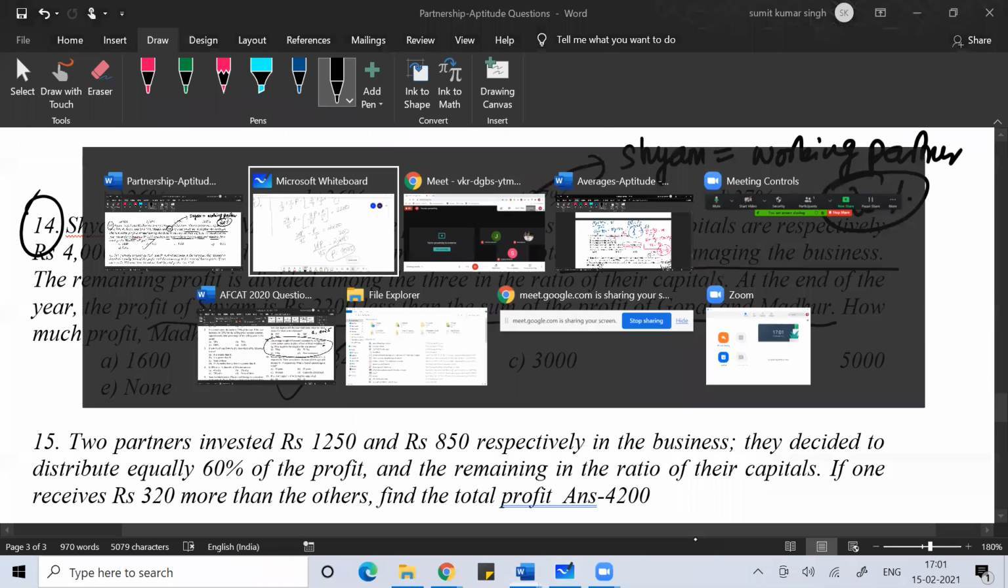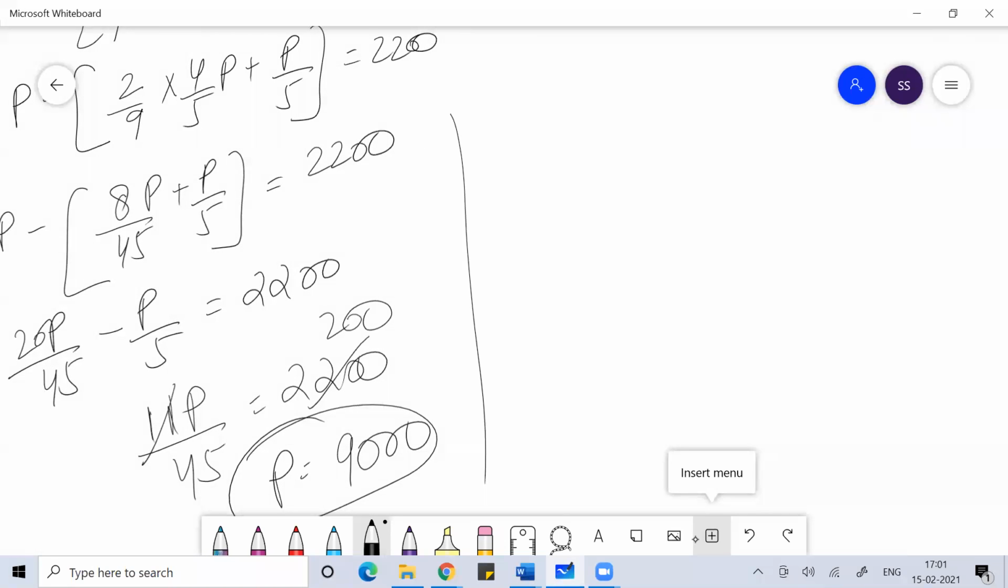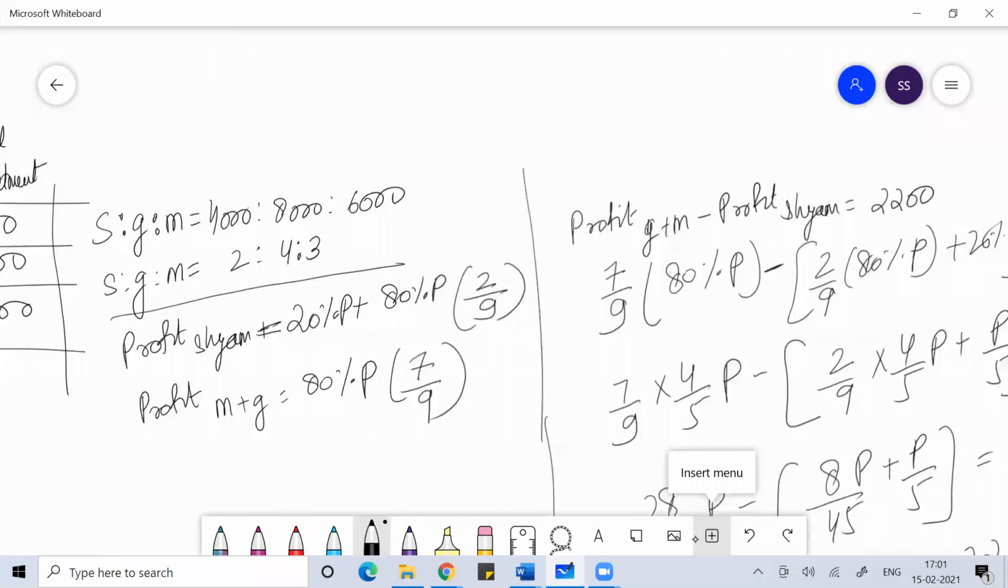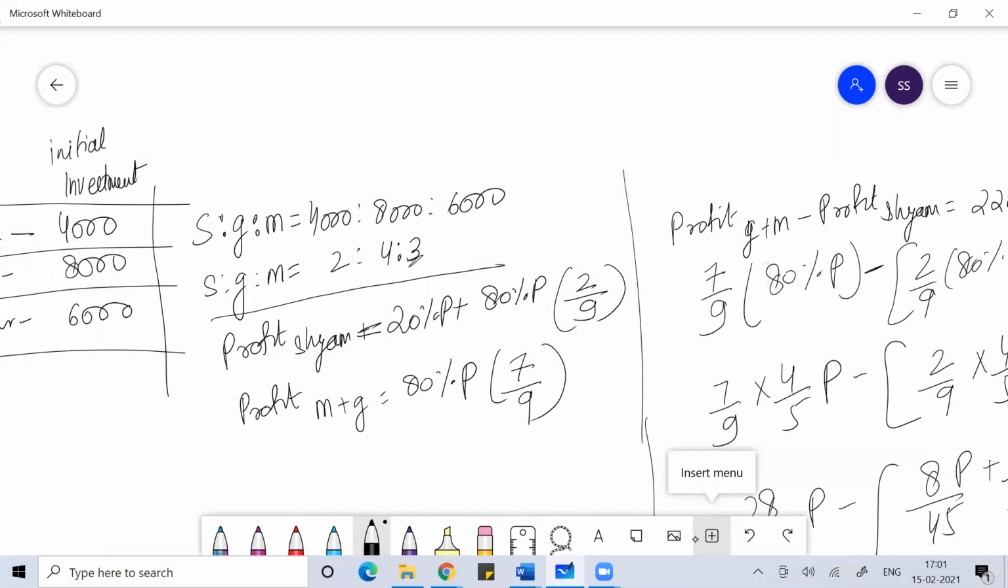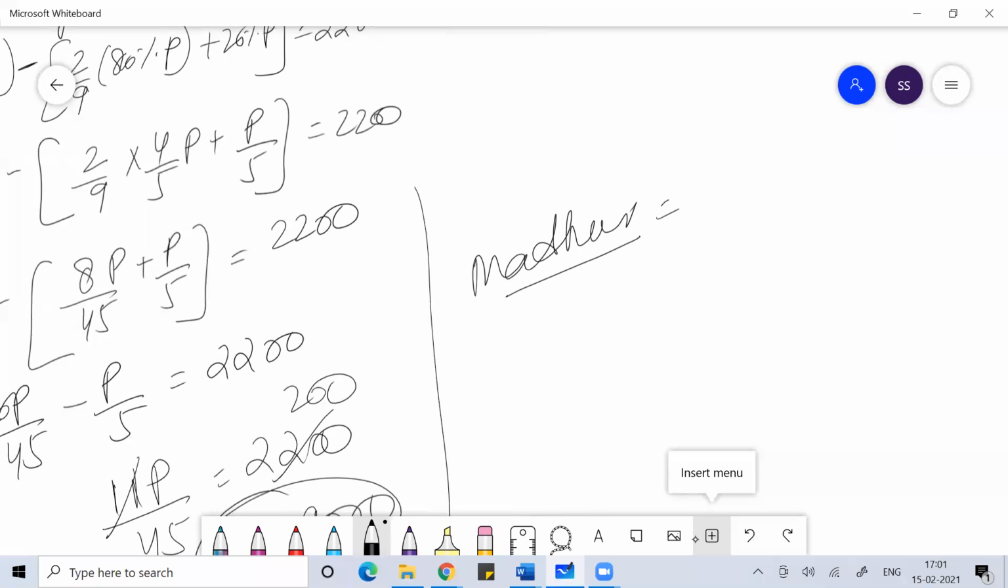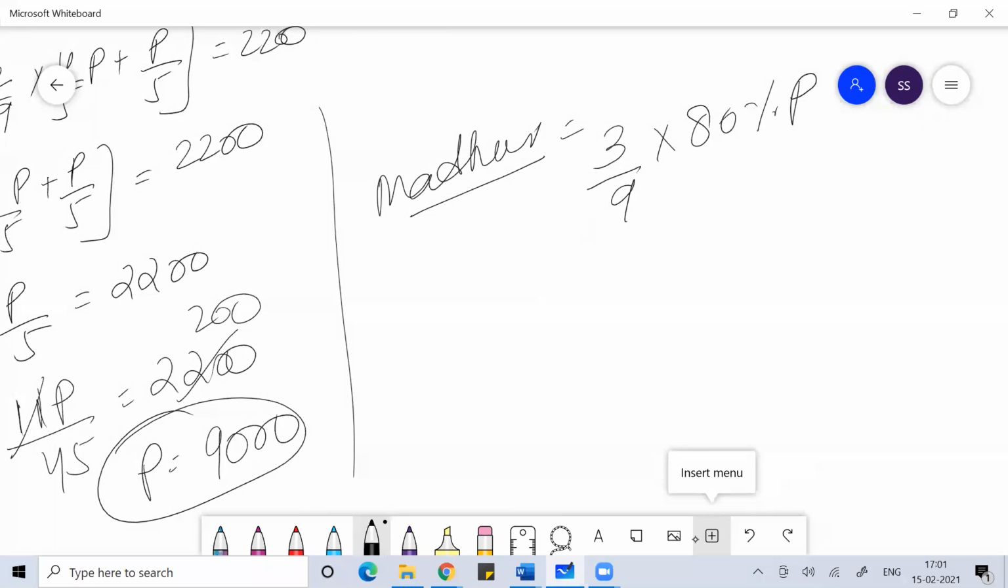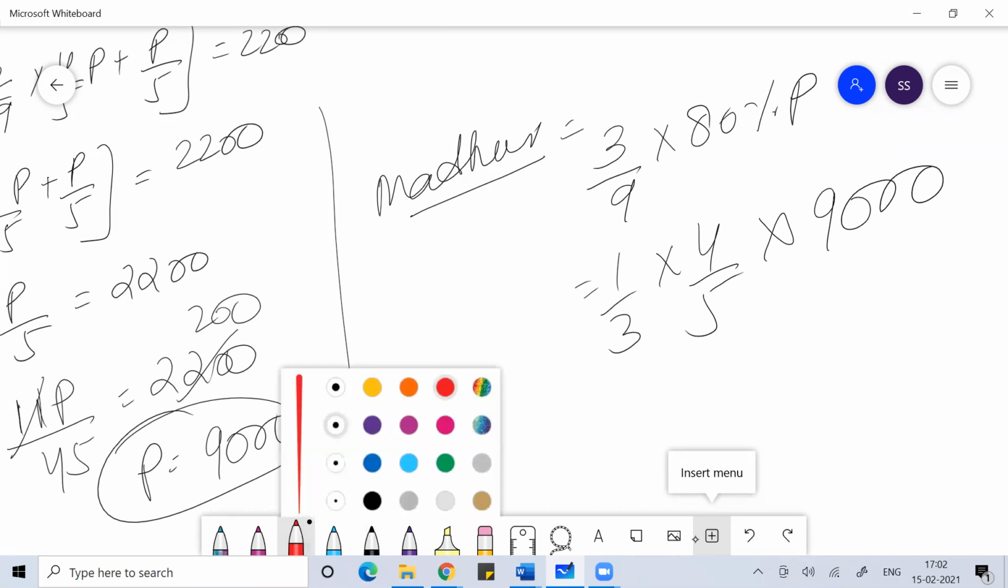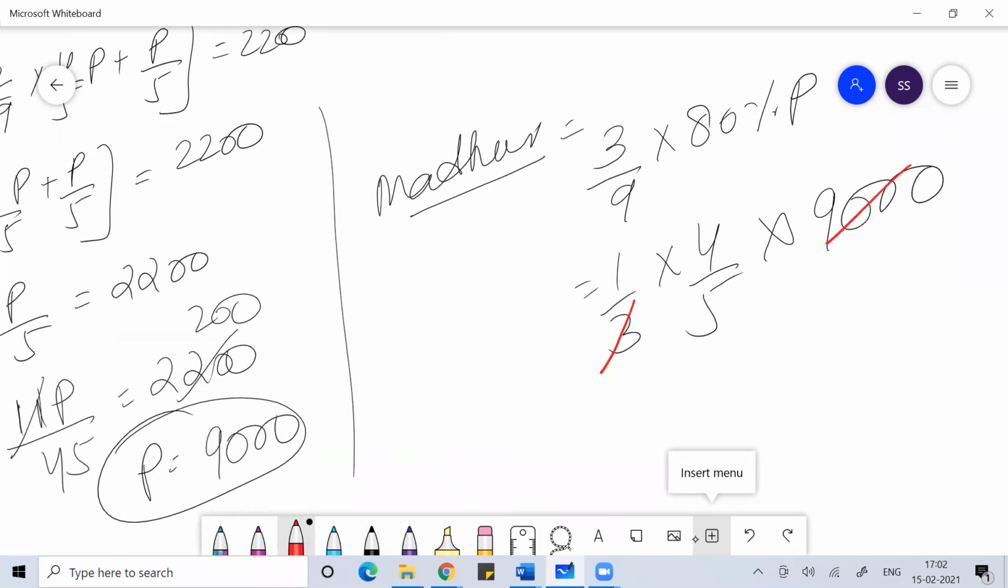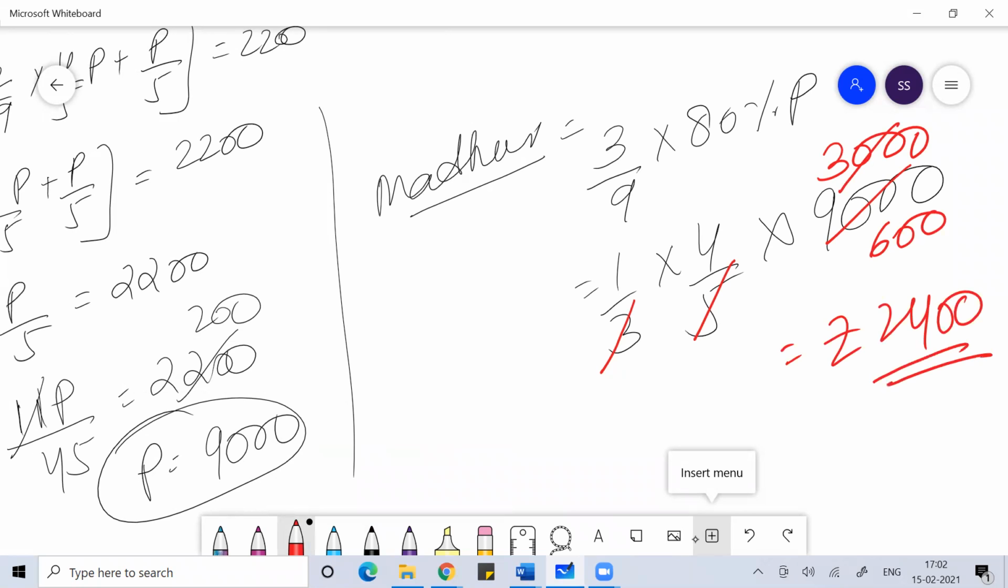So how much profit will Madhur get? Madhur will get 3 by 9 of 80% of the profit. 3 by 9 I can write as 1 by 3. 80% I can write as 4 by 5. Total profit is 9000, so you can solve this. This is 3000, 3000 divided by 5 times 4. This is 2400. The profit that Madhur will get is 2400.